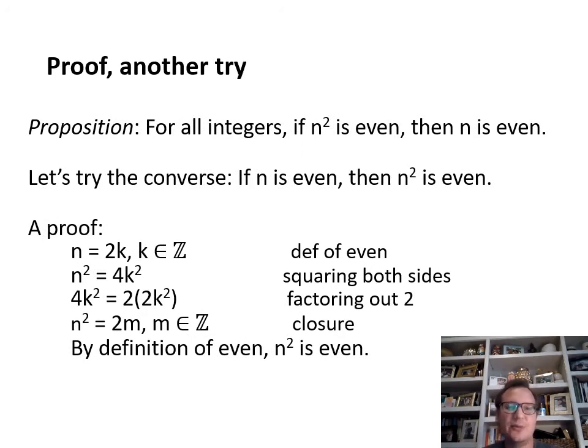Let's give this proof another try. So we have the same proposition. And then let's prove the converse of it. So we want to prove the converse, which states that if n is even, then n squared is even as well. Take a look at this proof and see if you can spot the problem with it. Maybe spend a couple of minutes here.